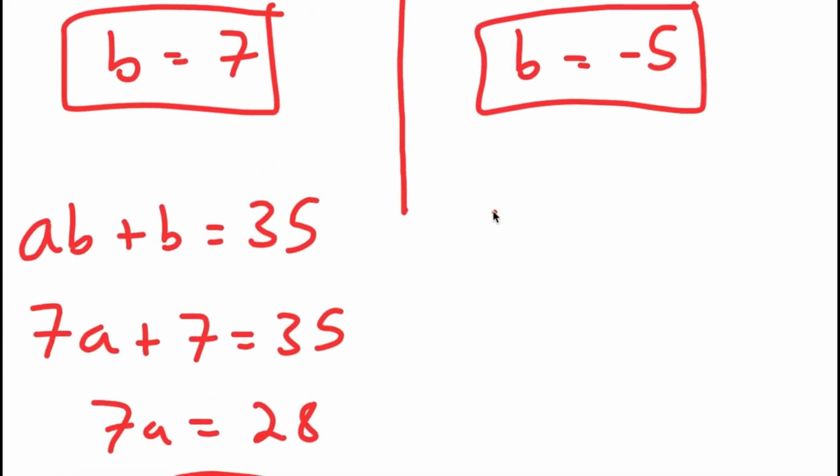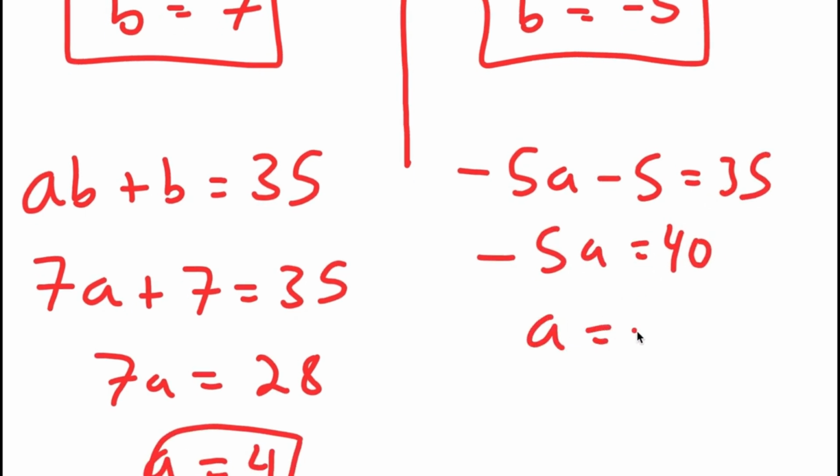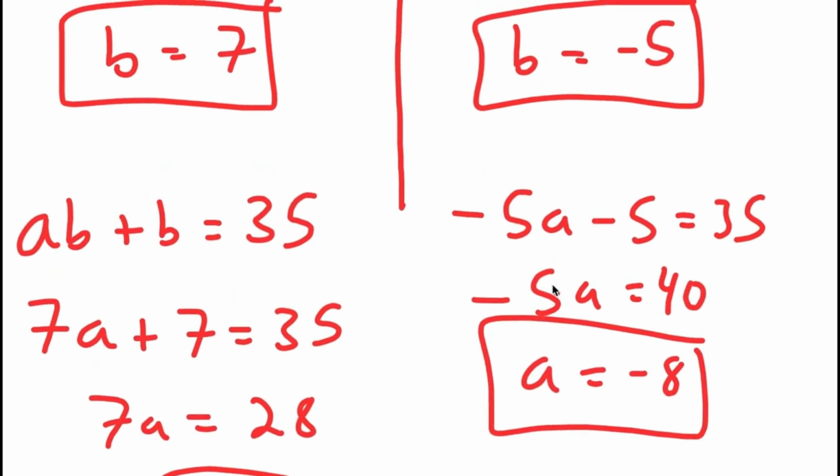And now if B equals negative 5, I get negative 5A minus 5 is equal to 35, meaning negative 5A is equal to 40, and A equals negative 8. So if B equals negative 5, then A equals negative 8. So these are my two solutions.